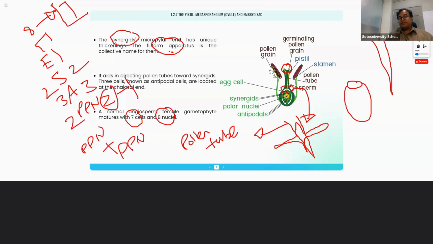So we should be very, very careful. How does the 8 become 7? Because the two primary polar nuclei become 1. The reason we should narrate appropriately for the board exam, or else there will be a problem, right?